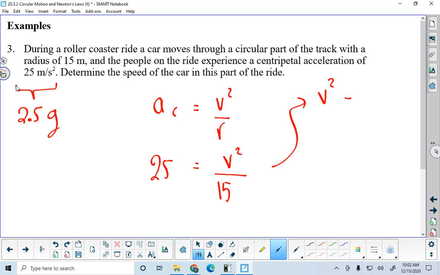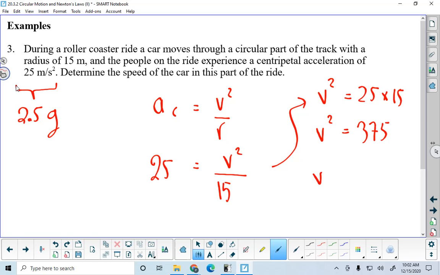V squared will equal 25 times 15. Is 25 times 15 3,750? No. Oh, just 375. Got too many decimals. Okay. So this is 375.